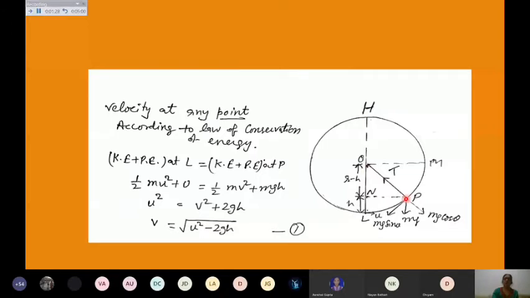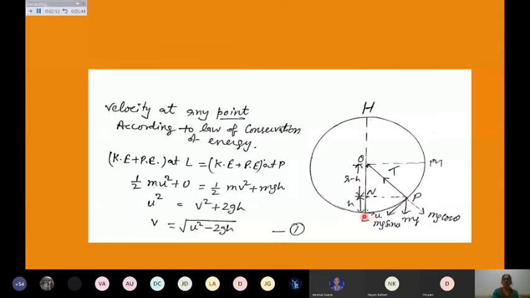If my stone reaches point P, then at point L the initial speed is u, and here let the speed be v. Then according to the law of conservation of mechanical energy, the sum of the kinetic and potential energy at point L should equal the sum of the kinetic and potential energy at point P. Now, because we are assuming this as the reference line, height h is 0, so potential energy will be 0, and all the energy will be kinetic energy.